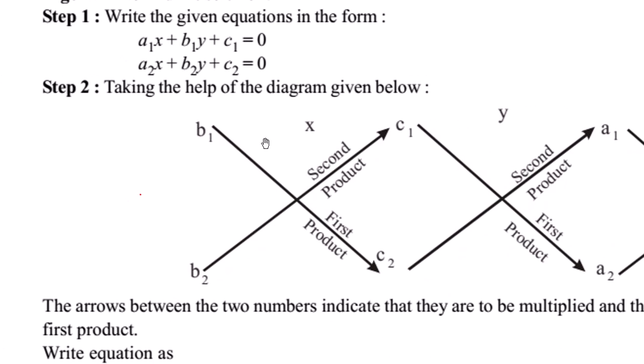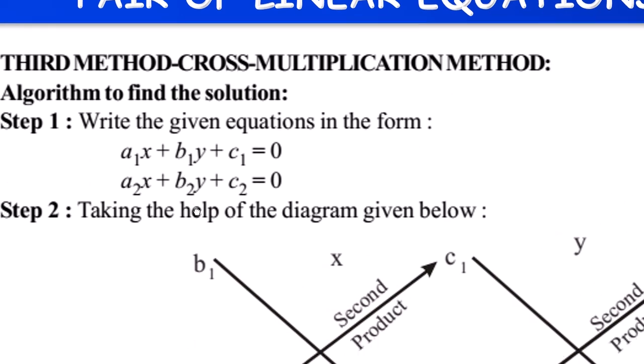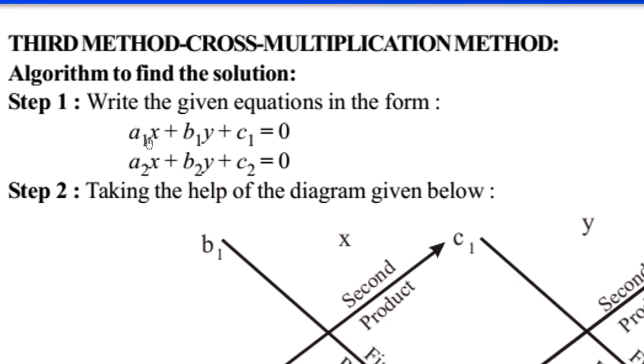So what we can do means, here we will start with b1 b2. So b1 b2. Because here, if we close this x, then we will be having b1 c1 b2 c2.